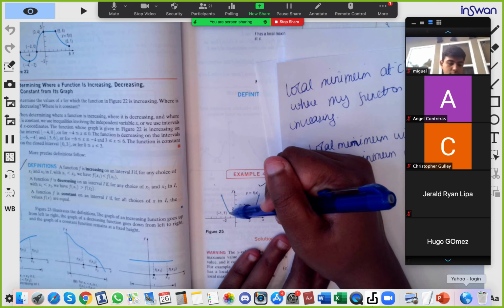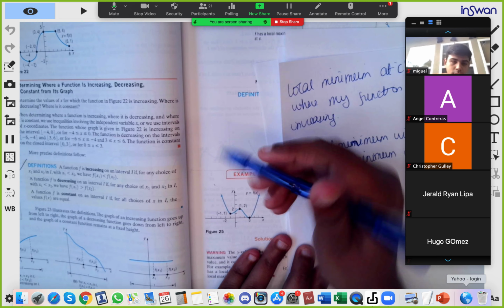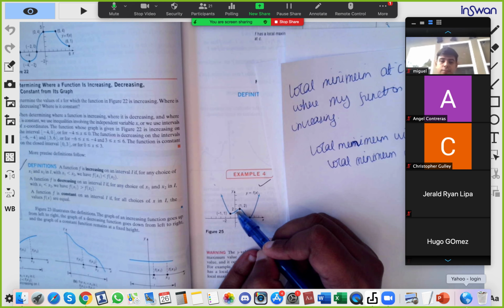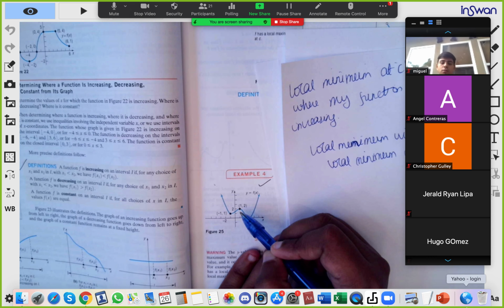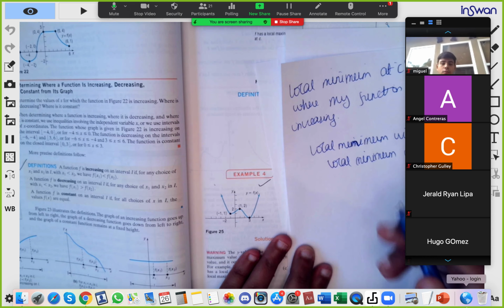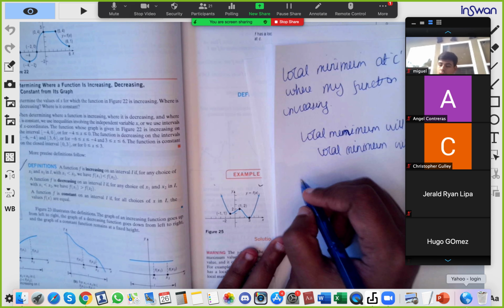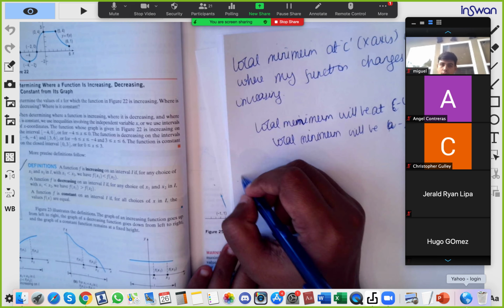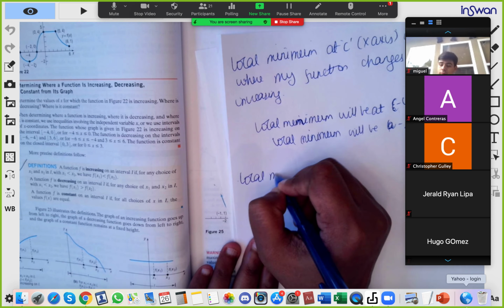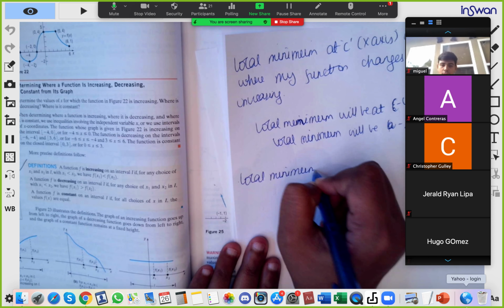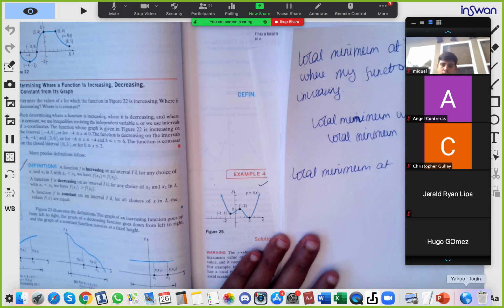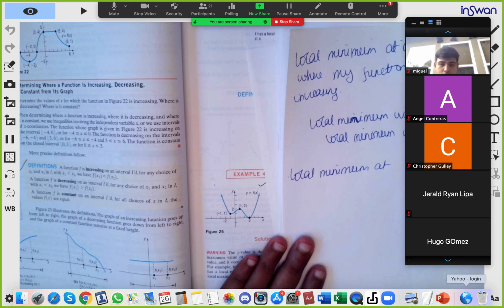It's decreasing. What's happening from this to this, just after that? Increasing. So what happens when it goes from decreasing to increasing? Local minimum. You're correct. At what point? Local minimum will be at what point?